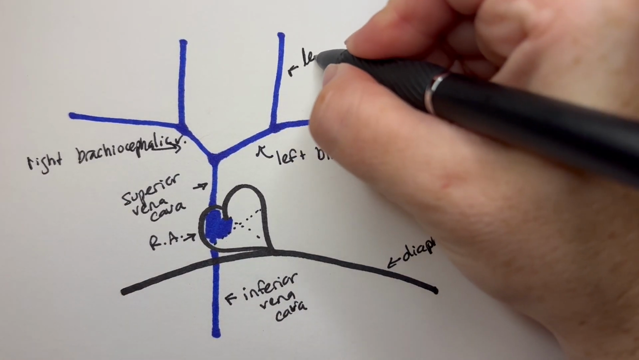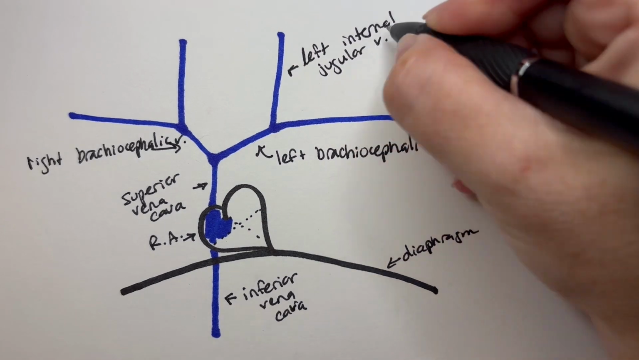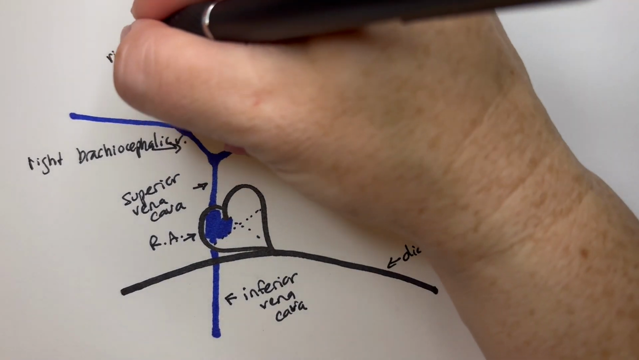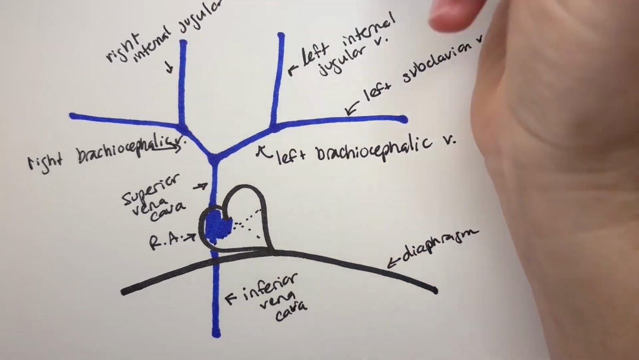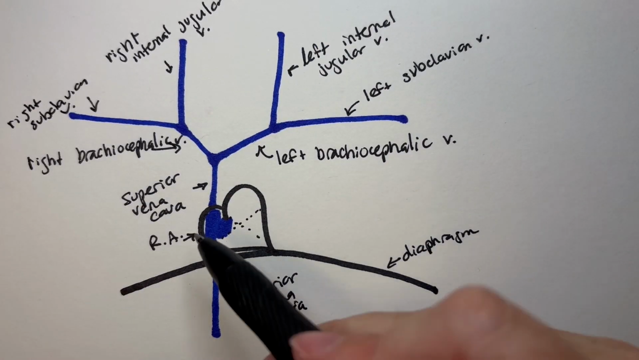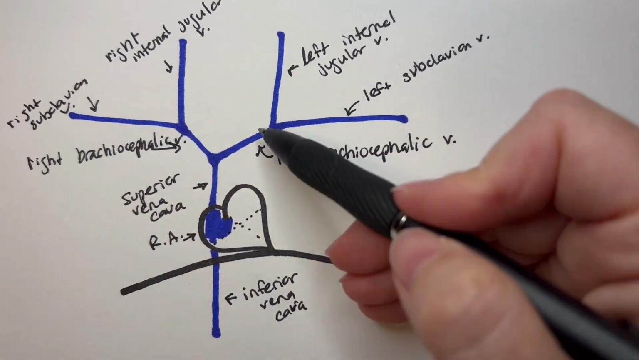So this is asymmetric compared to the arteries. The brachiocephalic veins on each side will split to form the internal jugular veins and the subclavian veins. Those left splitting to left and rights to rights. We can see here how our pattern for the veins is symmetrical, which is different from the arteries.